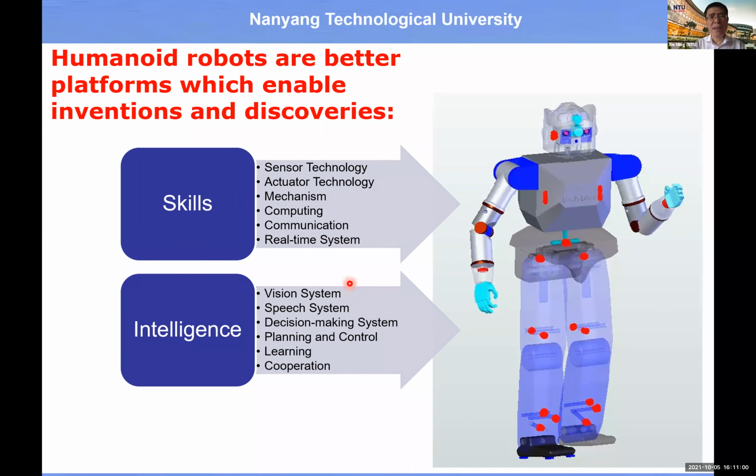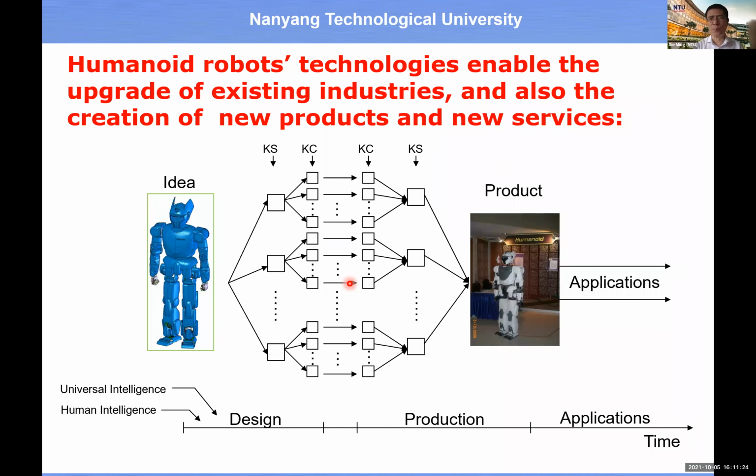Let's start with the first question, why focus on humanoid robotics? There are many reasons for people to focus on humanoid robotics. Reason number 1 is that humanoid robots are a better platform which enables invention and discovery in both skill-related topics and intelligence-related topics. The second reason is that humanoid robot technology enables the upgrade of existing industry, and also enables the creation of new products and new services.